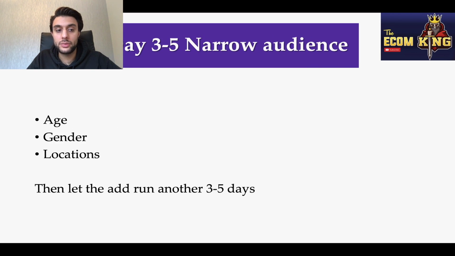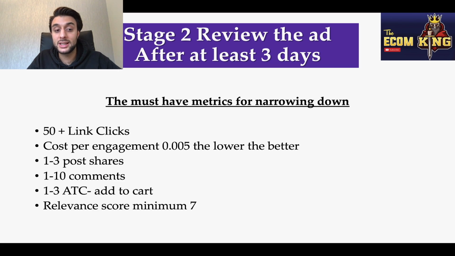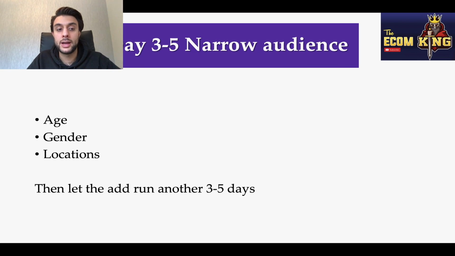So what you're going to do after the 3 to 5 days, after you've let this run, is check that you've got these 2 things: 50 link clicks and a cost per engagement of 0.005. Once you've done that, that's a good sign. You can move on. If you haven't met those 2 criteria, the 2 main ones here, then you need to kill the ad and find another product. Once you've got those top 2 metrics, you need to narrow the audience down by age, gender, and locations.